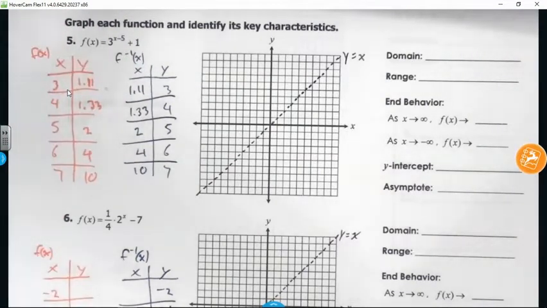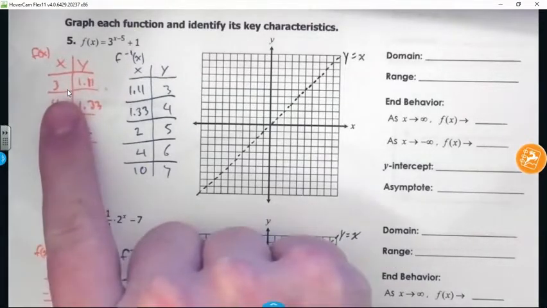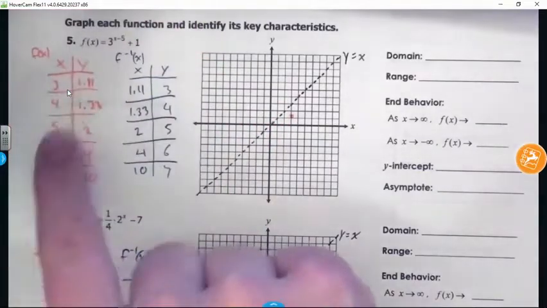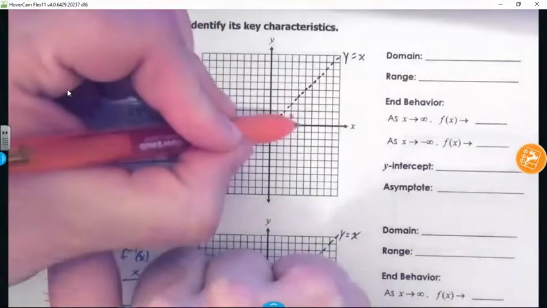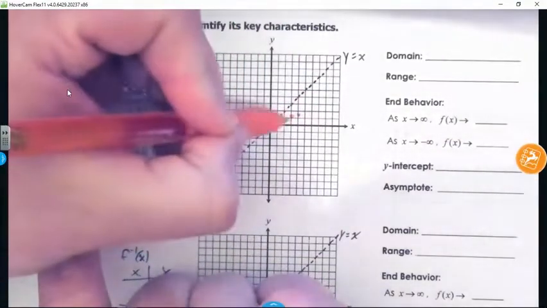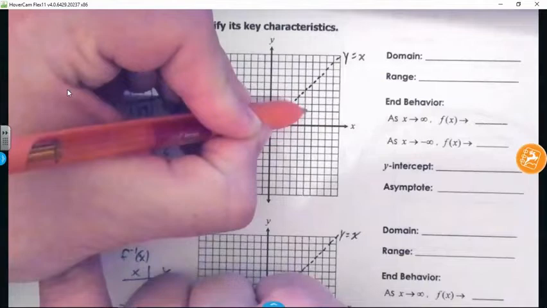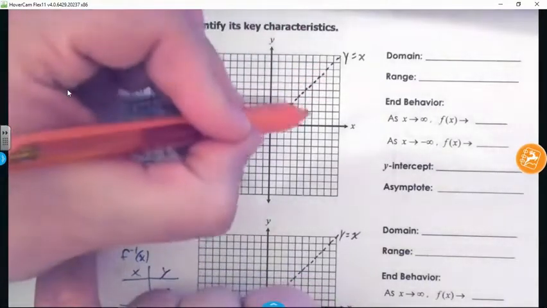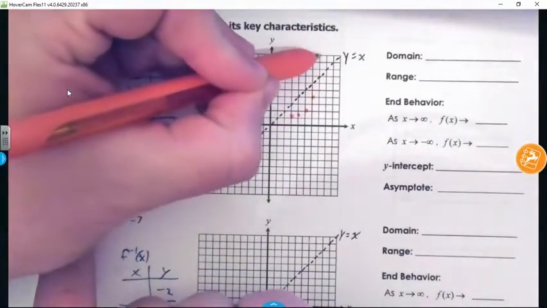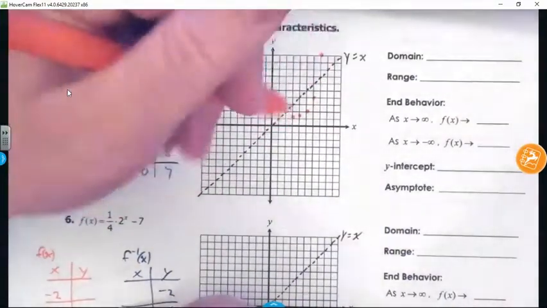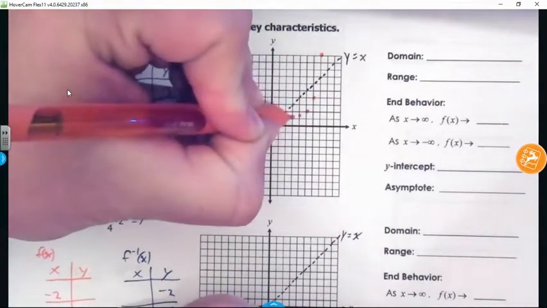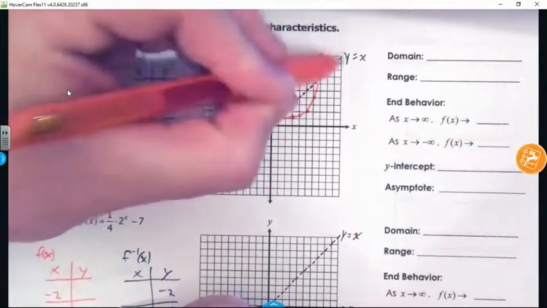And we're going to graph those two graphs right now. So we're going to take this one, 3, 1.11. 1, 2, 3, 1.11, about right there. Then I've got 4 and 1.33. And then I've got 5, 2. 6, 4. And 7, 10. So my graph looks like this. It pulls in like that, close to the asymptote, and then comes up like this.